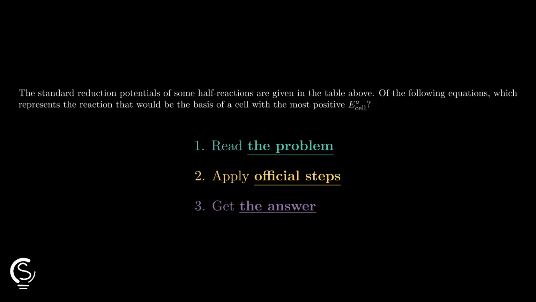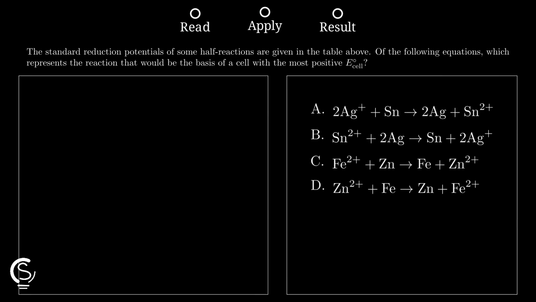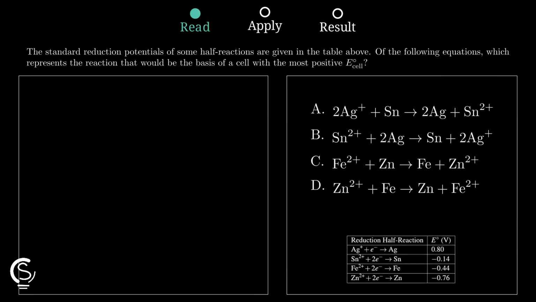Let's go! Standard reduction potentials help us find the most positive cell voltage. We will quickly compare these reactions to identify the strongest spontaneous chemical battery setup. The standard cell potential is calculated by subtracting the anode potential from the cathode potential. We need to find the combination of half reactions that yields the highest overall positive voltage value.